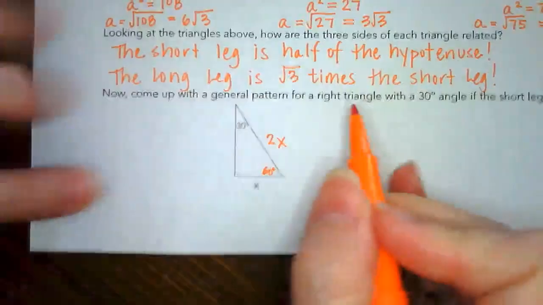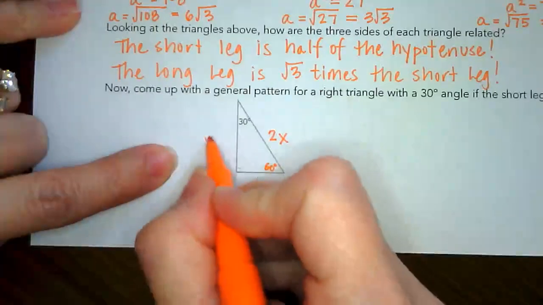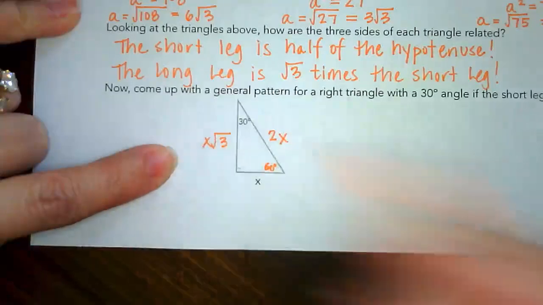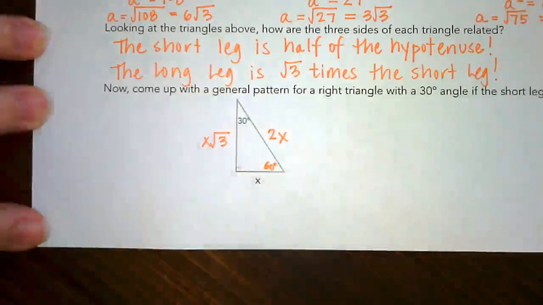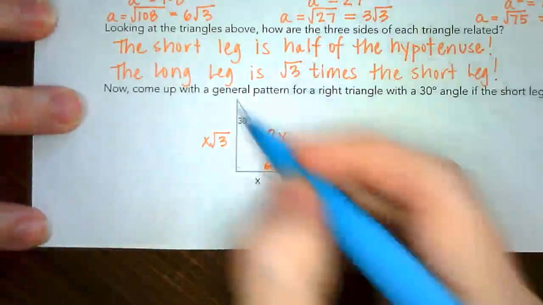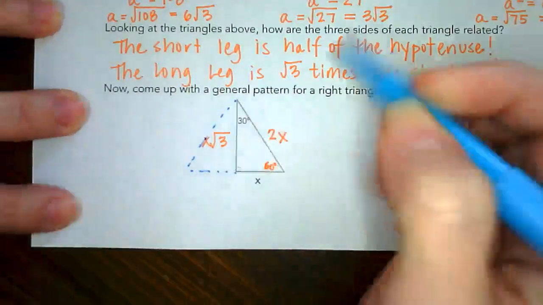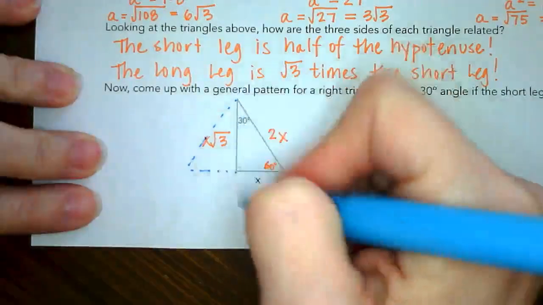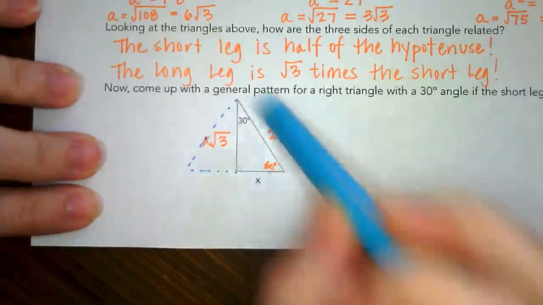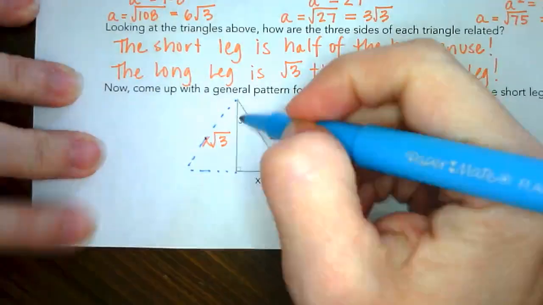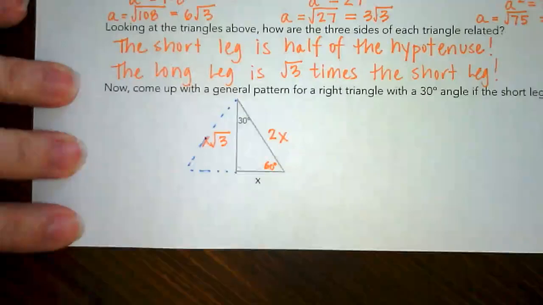And then this side is going to be the short leg times the square root of 3. So this side would be x square root 3. Now, this one actually comes out of an equilateral triangle, so I'm going to draw this out here. This is half of an equilateral triangle, which is why the short leg is half of the hypotenuse. And it's also why it's a 30, 60, 90 triangle right there.